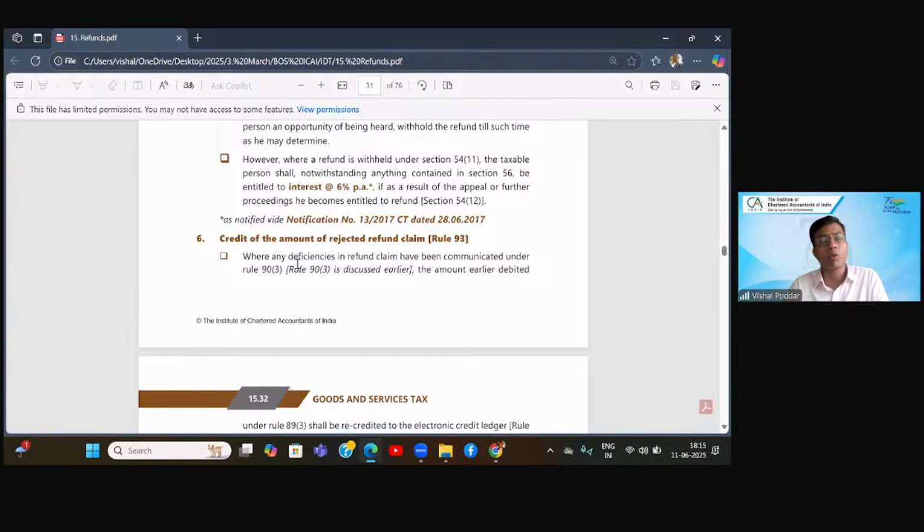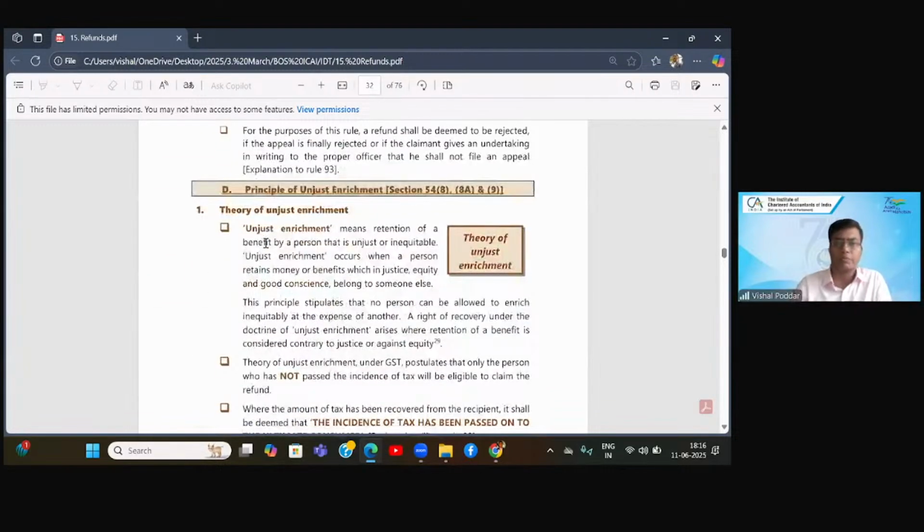Now, let us say tomorrow, after running all this procedure, it is identified that no, refund is not maintainable, or you applied for 100 and they believe only 60 is maintainable, so 40 is rejected. So either where full refund is rejected or 40 is rejected. Originally, when you had filed the refund application, the amount was debited to your ITC ledger. So now, if it is rejected, it will be credited back to your ITC ledger.